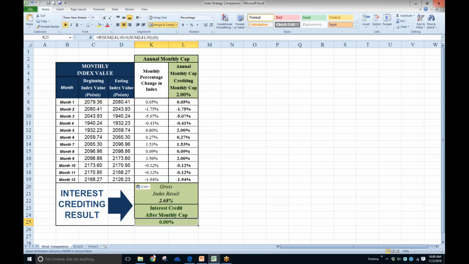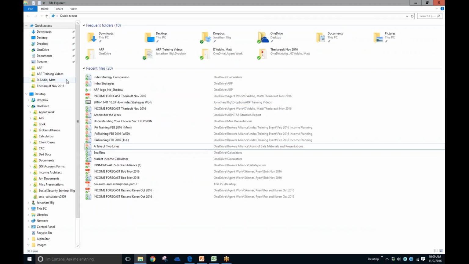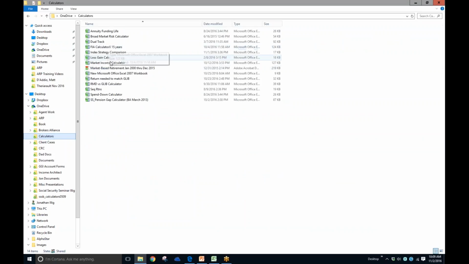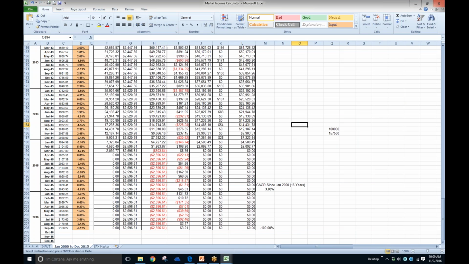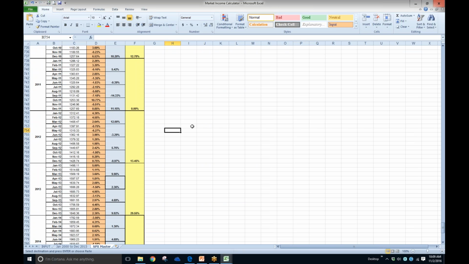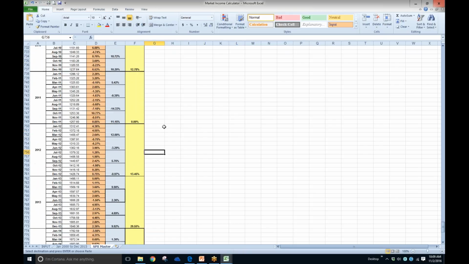Now I want to illustrate that to you by going to something else, because it's important that you understand this. I'm going to go to a different spreadsheet here. I have lots of these things. All I want to go to is my SPX master. I have S&P 500 numbers on a monthly, quarterly, and annual basis going back to the 50s, guys. What I want you to note in this column is our monthly point-to-point results.